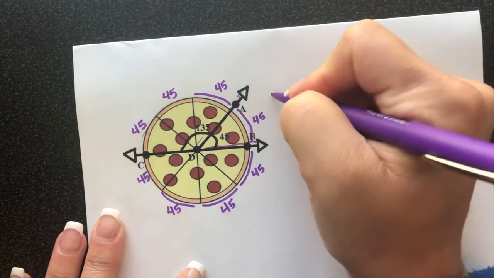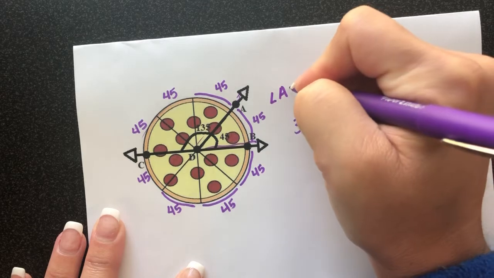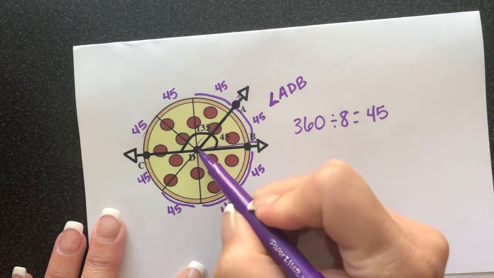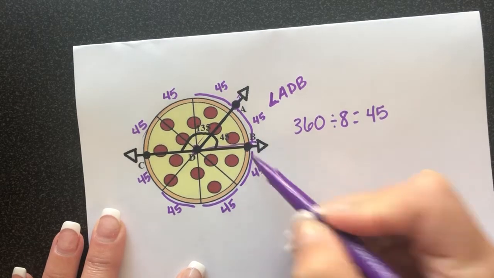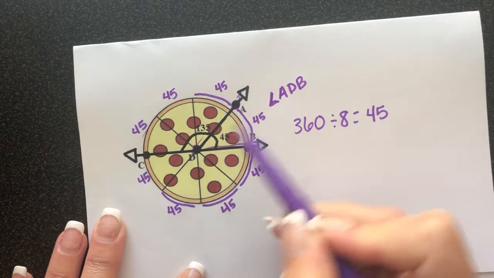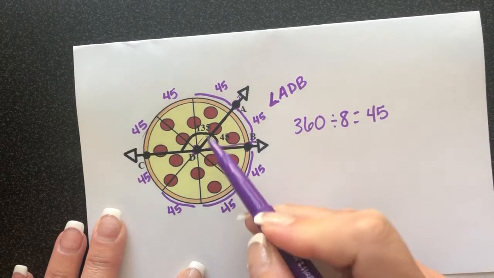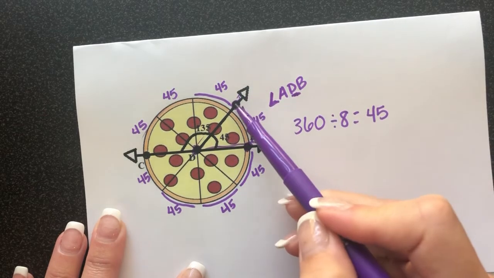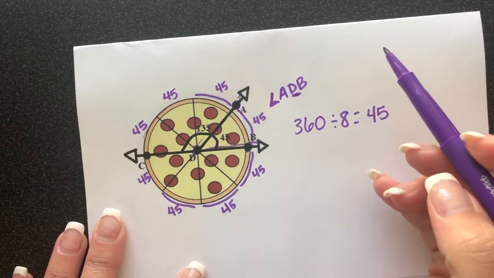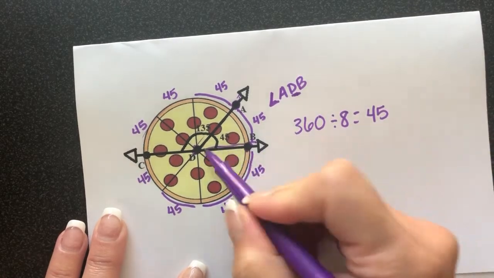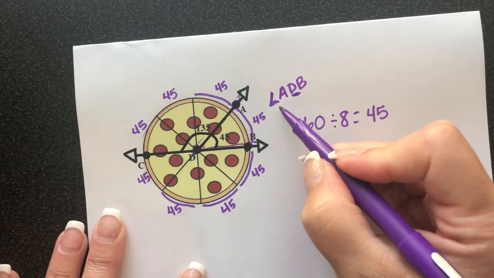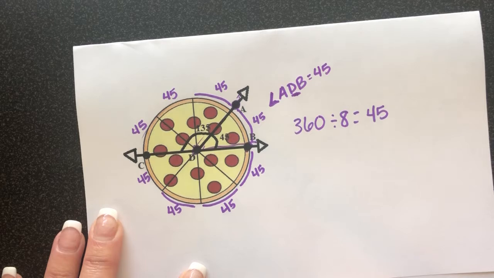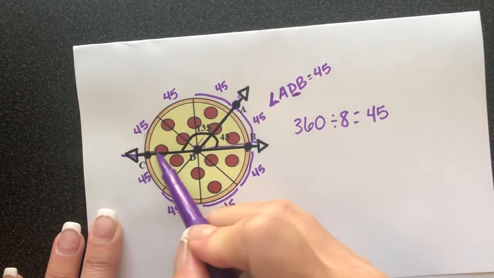That would be angle ADB. And here's where I'm coming up with that name. This is point A, this is point D, this is point B. This is the vertex where those two rays come together. That vertex always has to be the middle letter. So to give this angle a name, we name it ADB. It could also be BDA. It can work backwards that way. So angle ADB is equal to 45 degrees. But what about this angle right here?